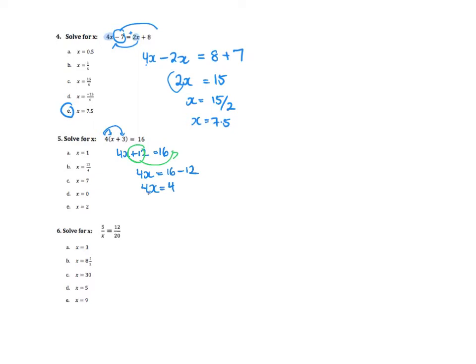And then this 4 is timesing. If I move it, it'll be dividing. So I get x equals 1. There's the answer. Okay, with this one, number 6, we can do that cross multiplying.